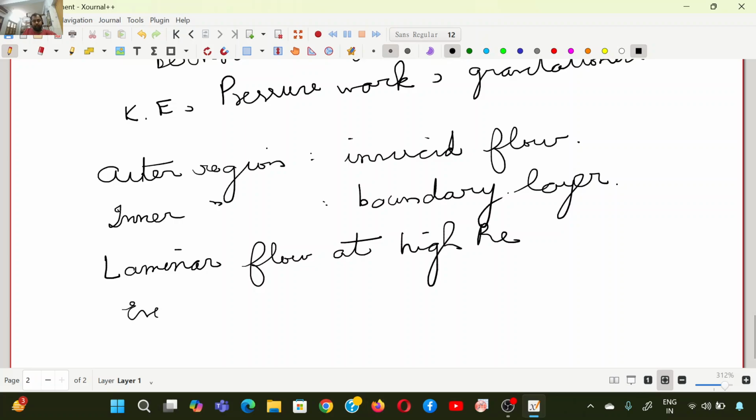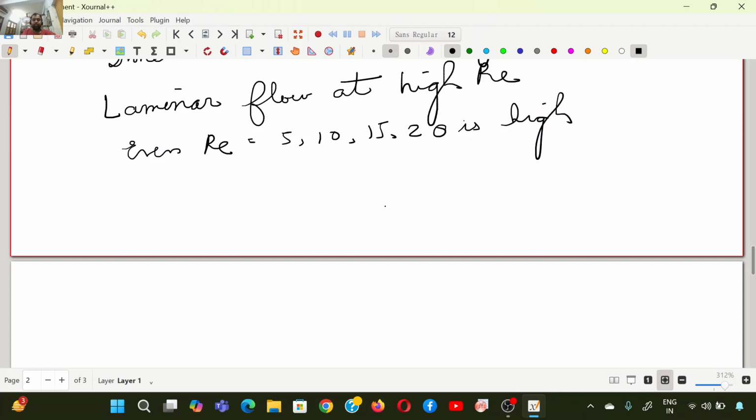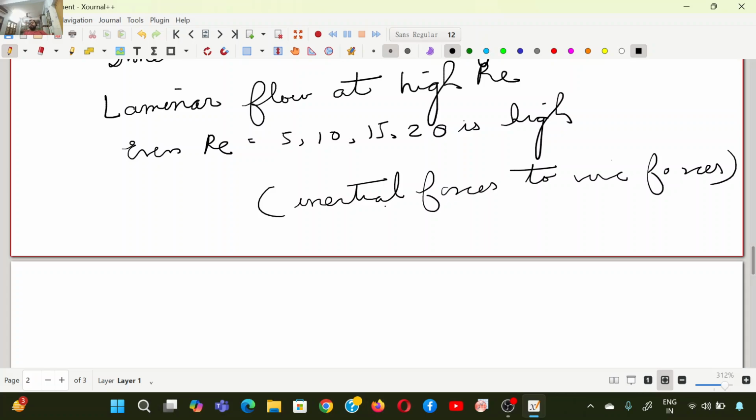See, even a Reynolds number of 5, 10, 15, 20 is high. It's not like the Reynolds number has to be 2000 or 3000 to be high. See, basically, what is Reynolds number? It's a measure of the inertial forces to the viscous forces, right? So, if it is 1, you can say that inertial forces are comparable to the viscous forces. While if it is much greater than 1, say 5, 10, 15, 20, the inertial forces dominate over the viscous forces. So, even that is high Reynolds number. It's not that it only has to be 2000, 3000 for it to be high. That is a different case altogether. Okay.